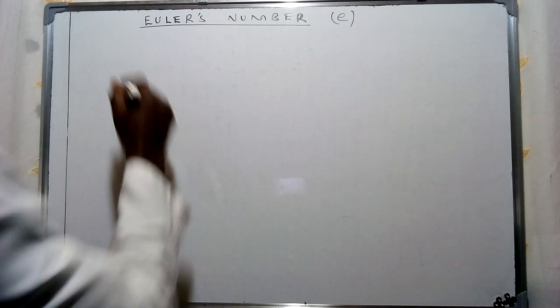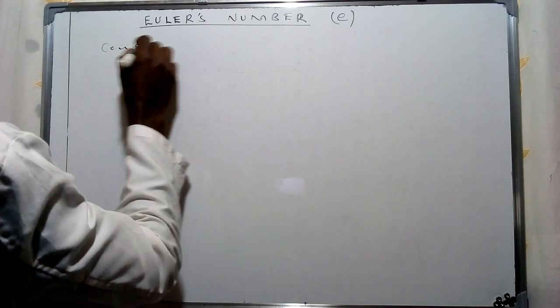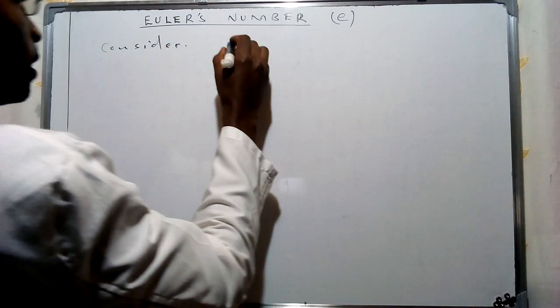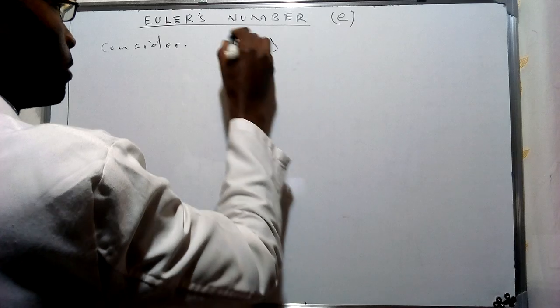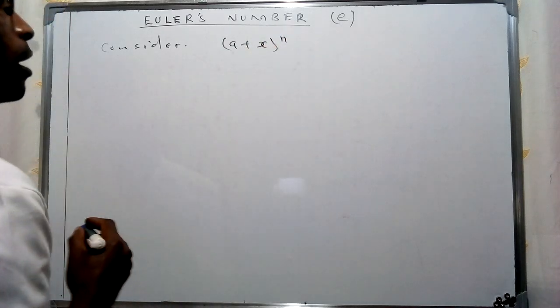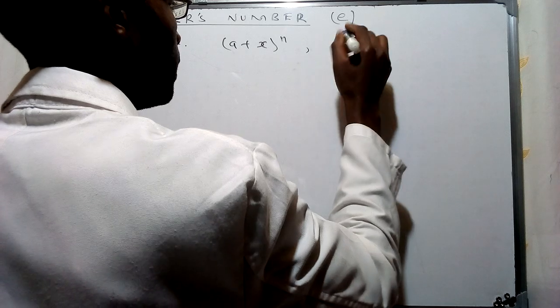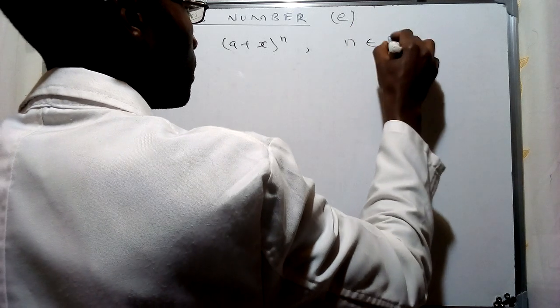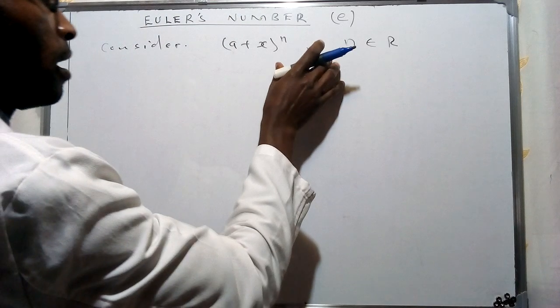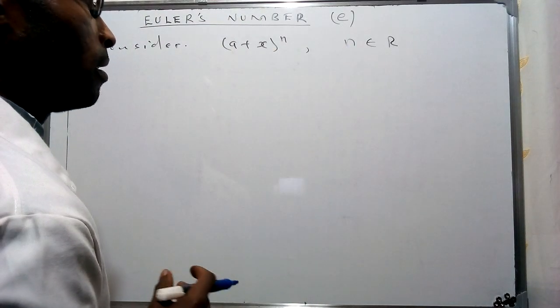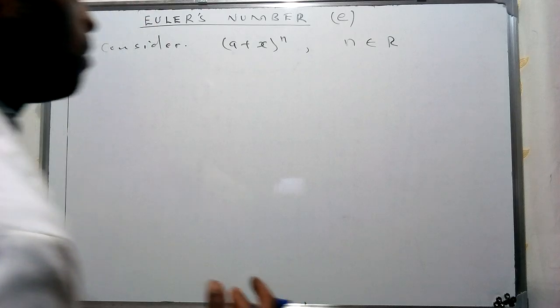Now, we are going to consider an expression of the form (a + x) raised to the power of n. And in this particular case, we're going to consider the value of n as forming a set of real numbers. We're going to consider this specific expression and see whether we can express it in a form that is given in terms of a binomial series.